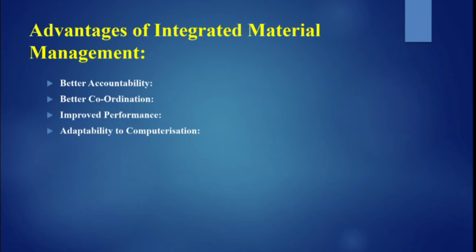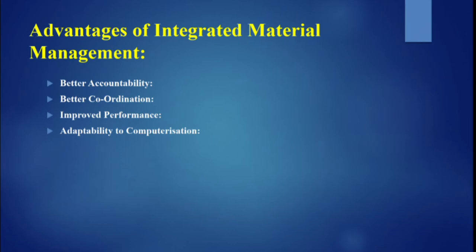Next we have is improved performance. As all the interrelated functions are integrated organizationally, better performance and effectiveness is achieved. The need for materials is promptly brought to the notice by materials planning and purchase department, and is supplied with stock level and order status by store department. Likewise, all the functions of materials management are performed in a systematic manner, which improves the overall performance of the function.